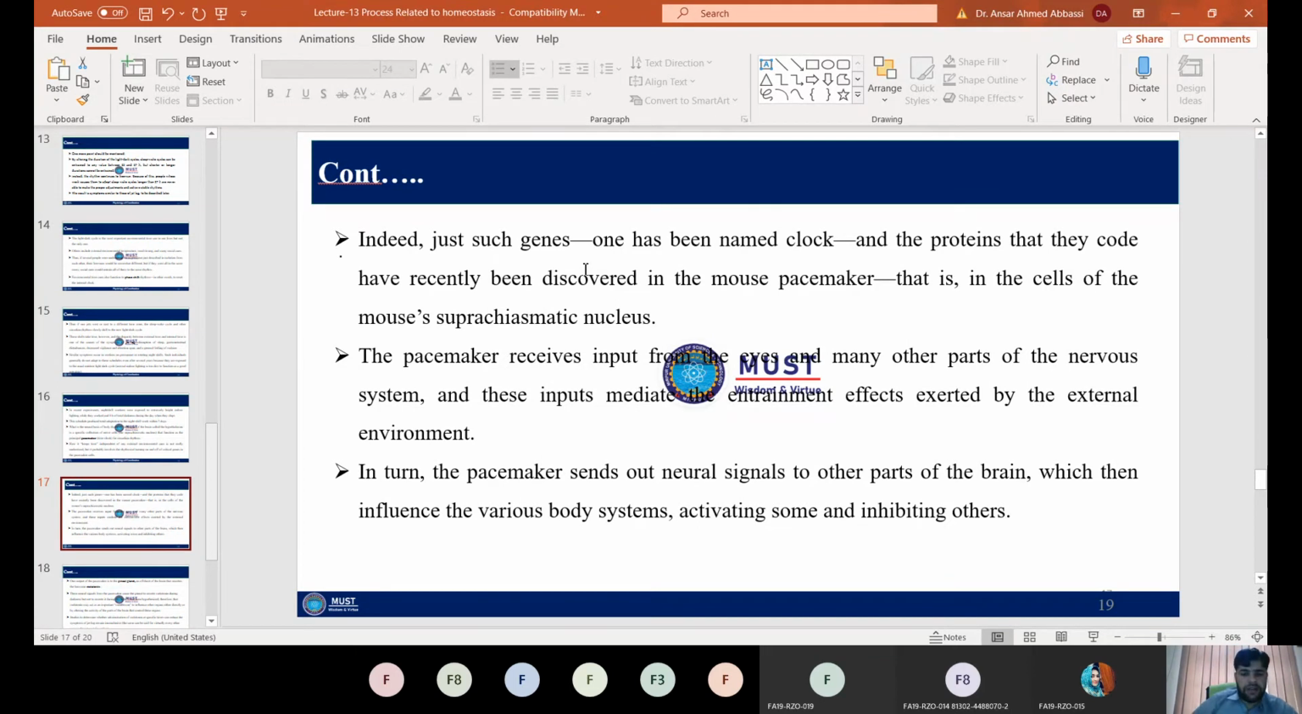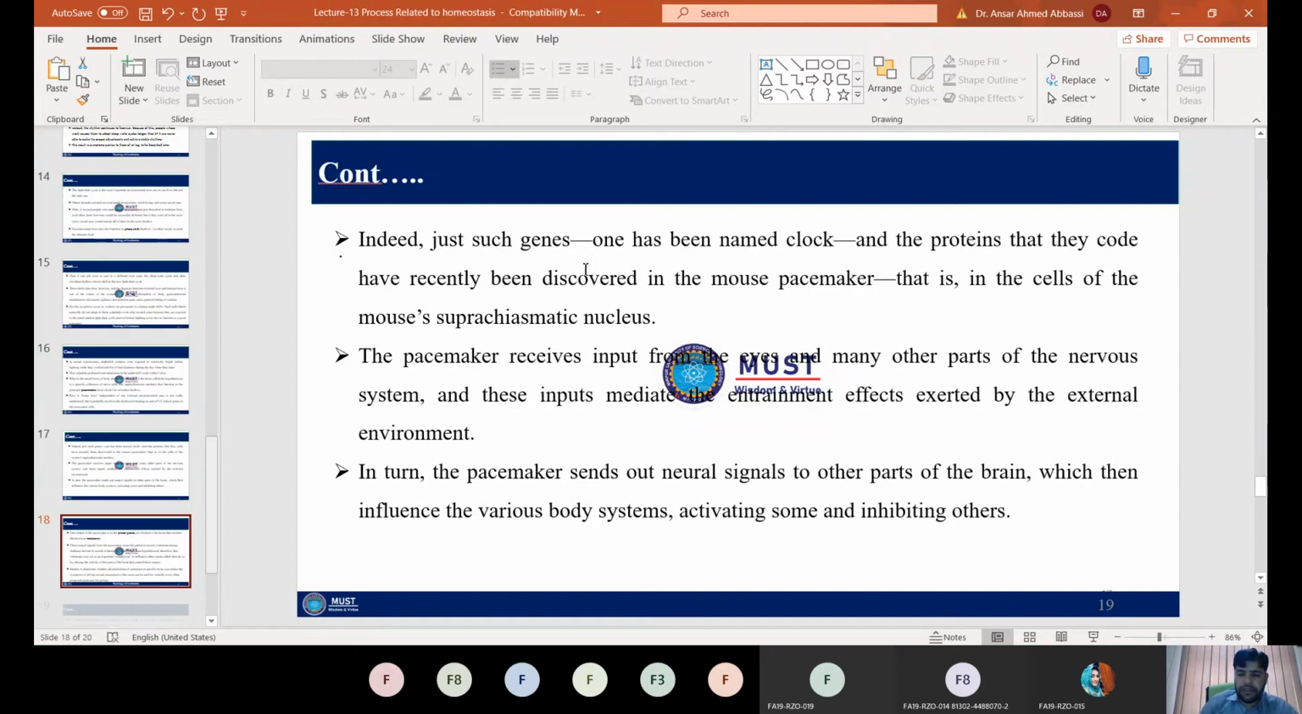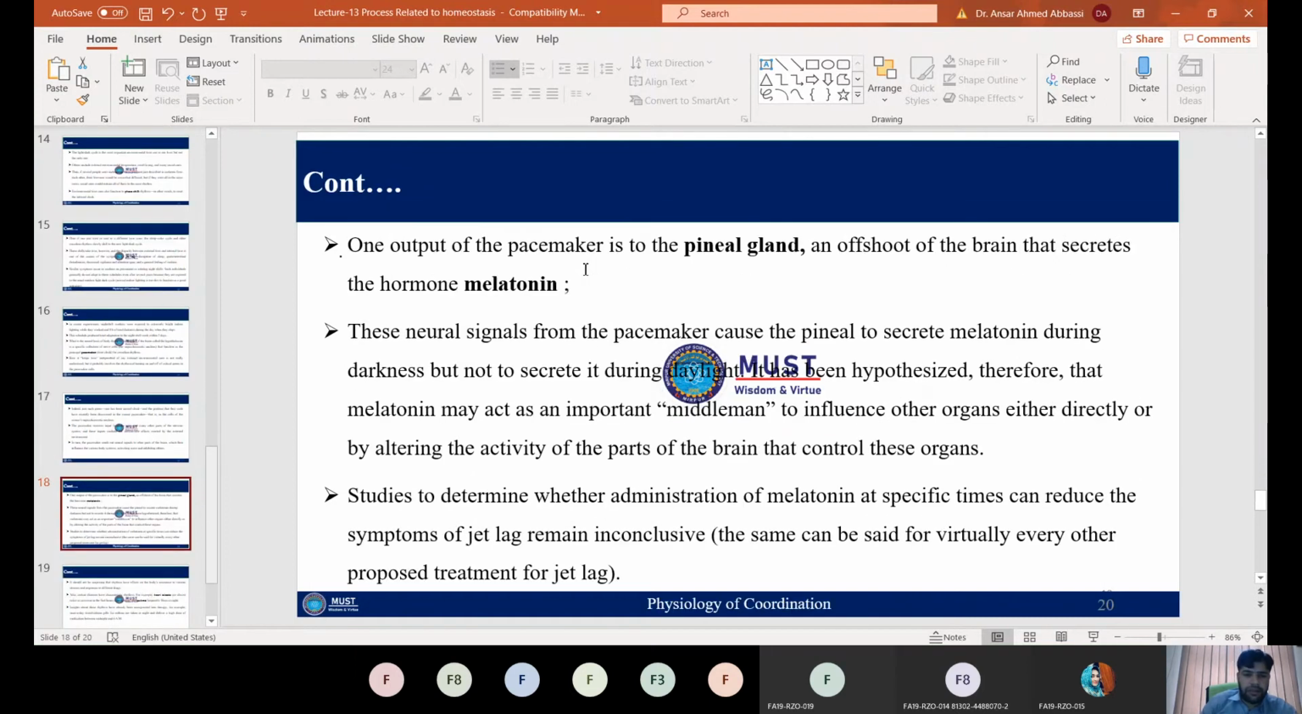various body systems will be affected or innervated by these neural signals, and some of them will be activated and some others may be inhibited. So one output of the pacemaker is the pineal gland. The pineal gland is present as an offshoot of the brain, and it secretes a hormone called melatonin. One is melanin, another is called melatonin.